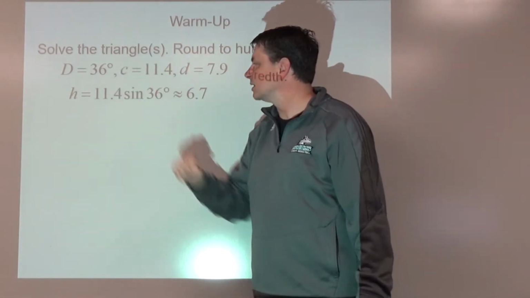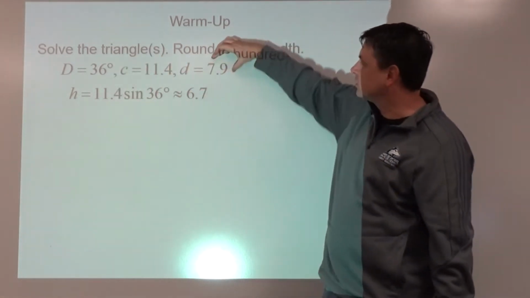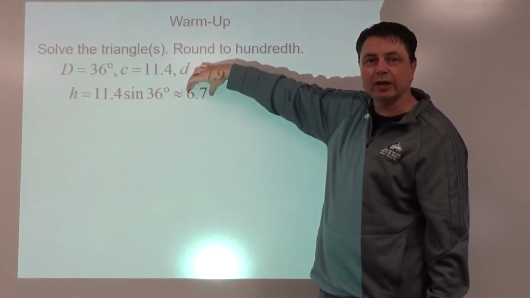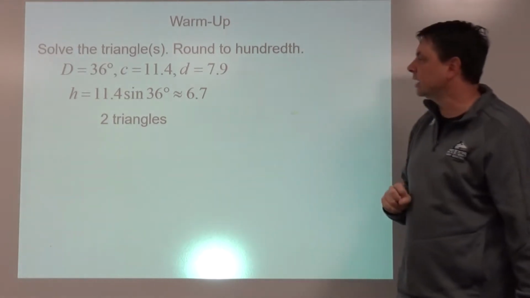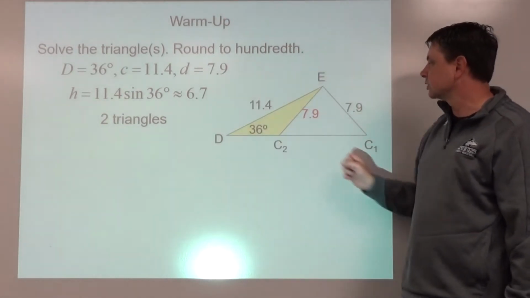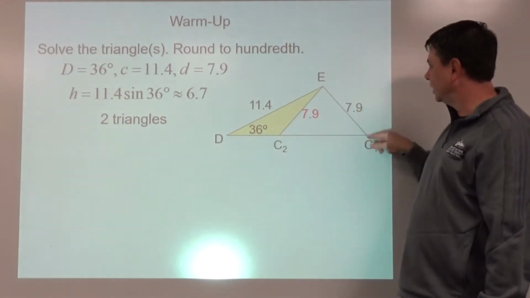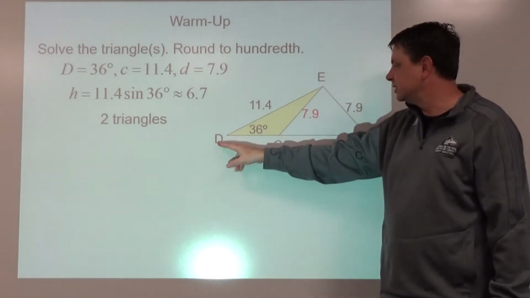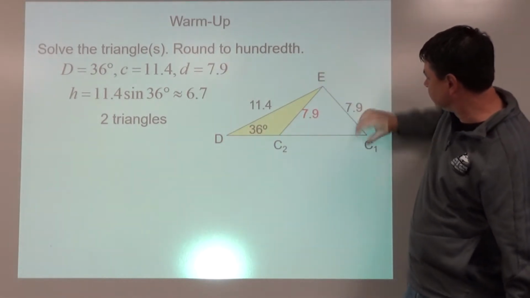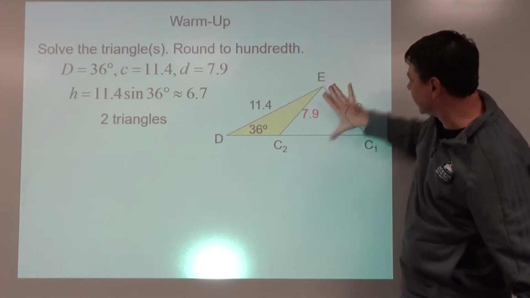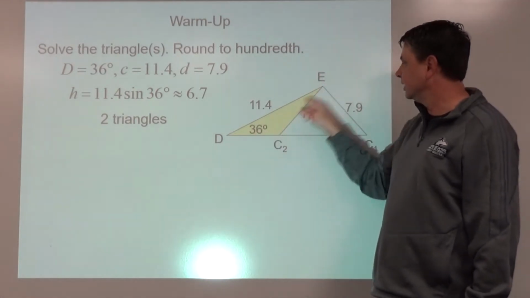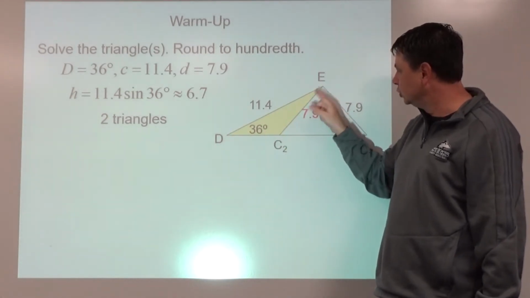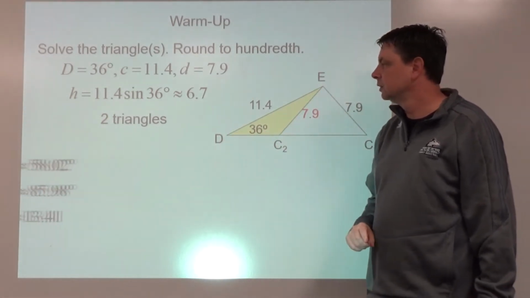other, times the sine of the given angle, 6.7. So this is long enough to make a triangle, and therefore it makes 2 triangles. So it's a 2 triangle case. Here's our situation, triangle number 1 with angles D, E1, C1, and then if we swing the 7.9 in, here's our second triangle right here with angles D, E2, and C2.